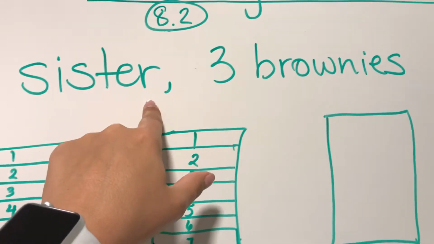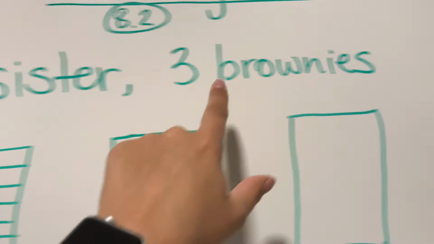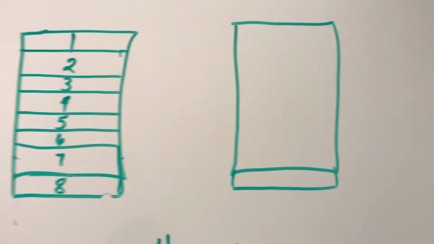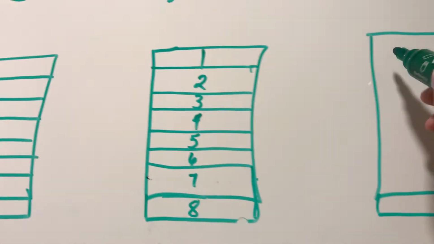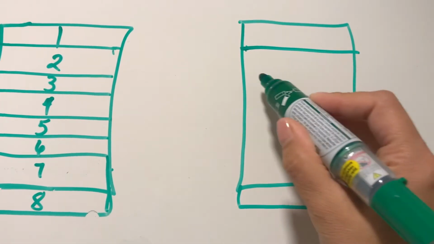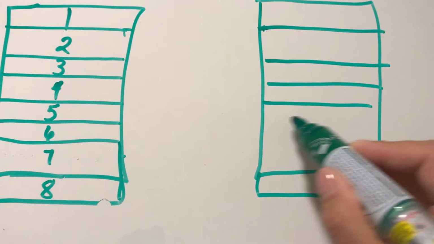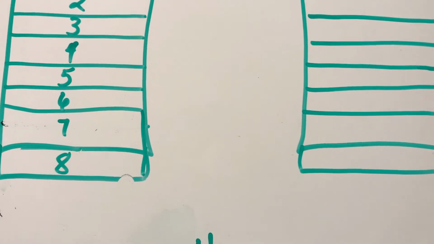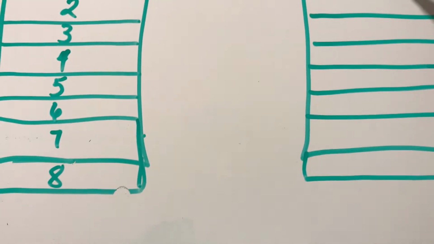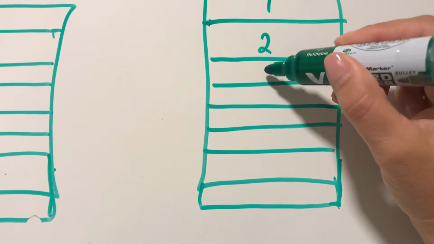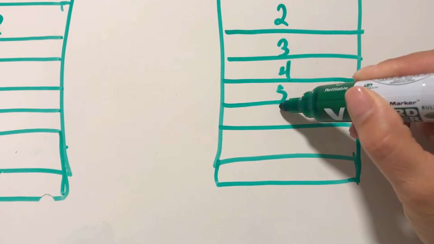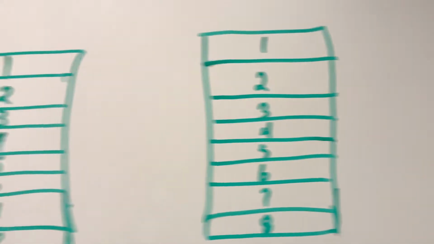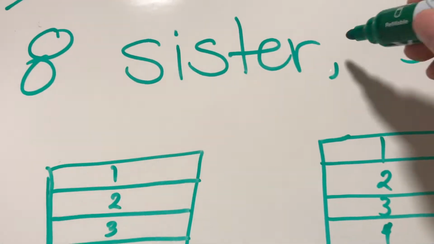So I've got 8 sisters, sorry, there should be an S here. I've got 8 sisters and 3 brownies. Well, the easiest way to do that is to divide each brownie into 8 parts. So I'll do the same with this one. And remember, these aren't going to be perfect drawings. I'm not using a ruler. I'm not using anything to measure it or keep these lines straight. So we're just pretending. So now I've got 1, 2, 3, 4, 5, 6, 7, 8. Okay, so each brownie I've divided into 8 parts for 8 different sisters.